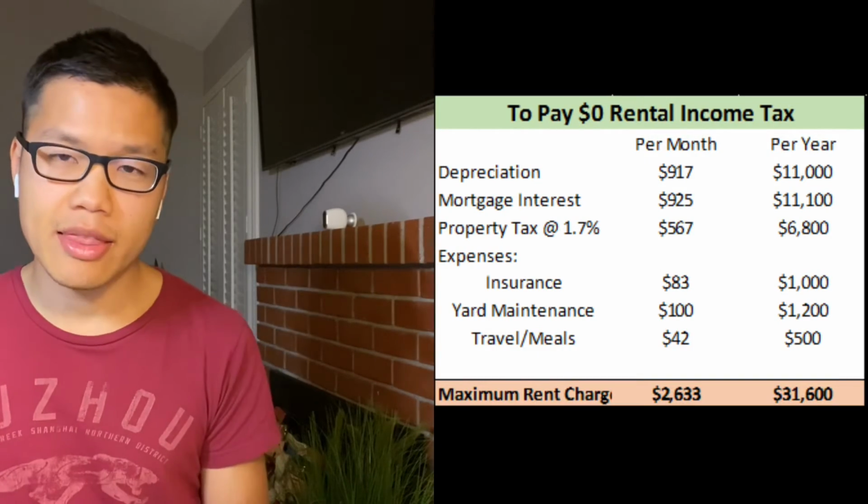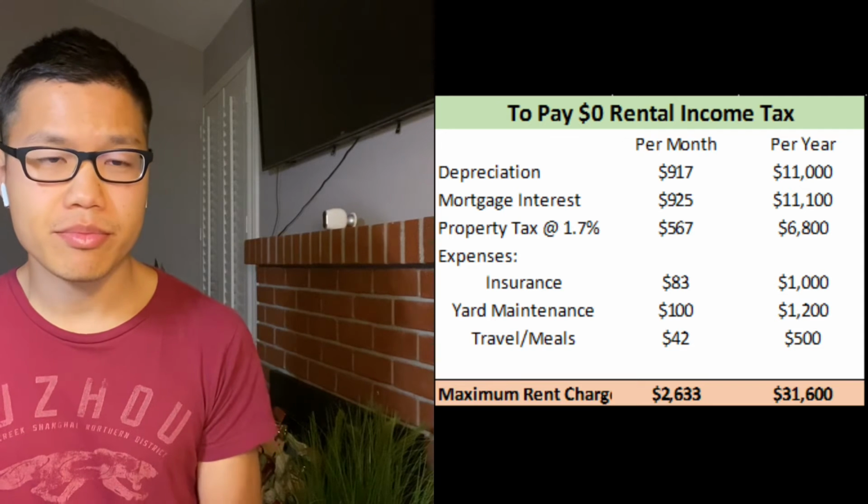How to pay $0 in rental income tax, right? So now let's talk about what I mentioned in the beginning, which is number one, the depreciation. So if the house is valued at $330,000, excluding the land, you can divide that house value by 30 years. In this case, it would be $11,000 per year or $917 per month.